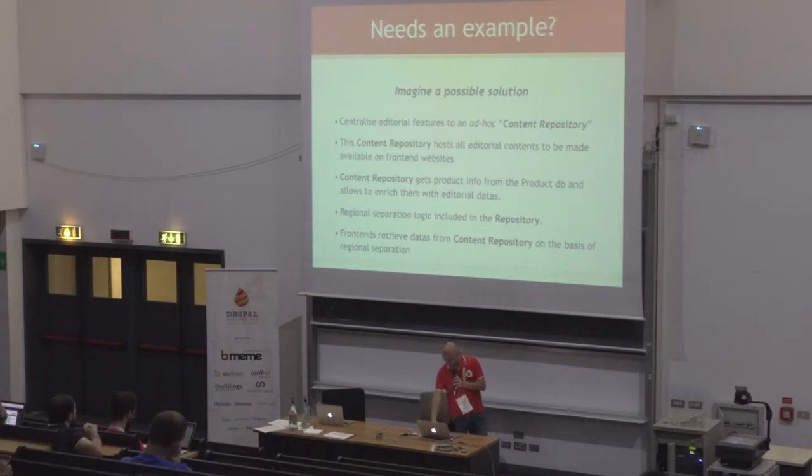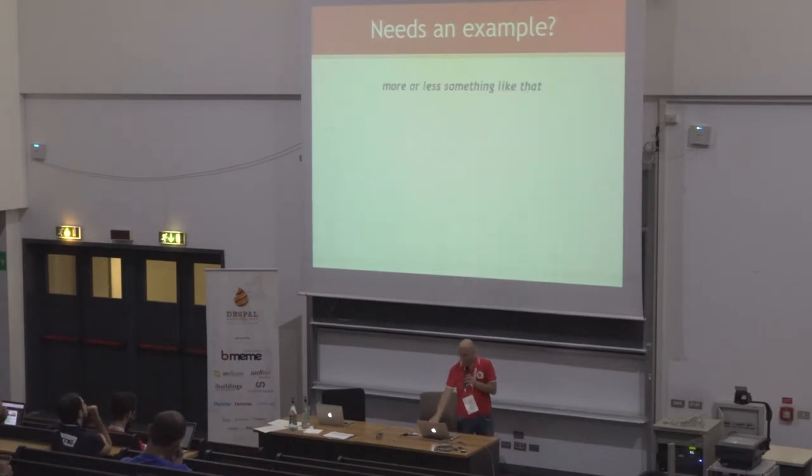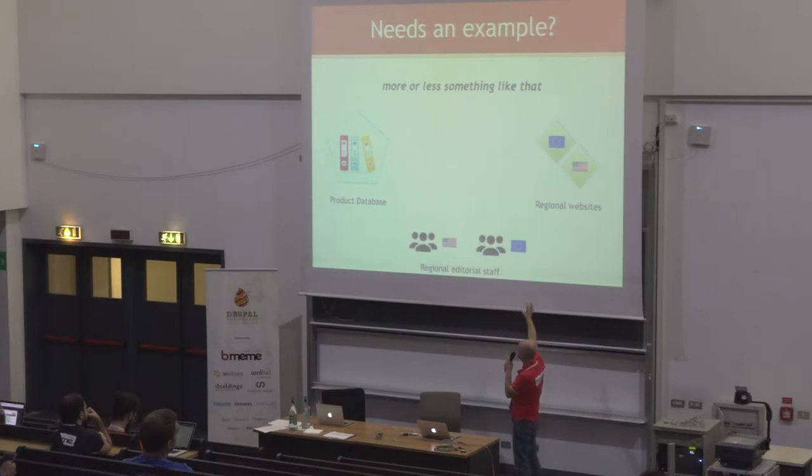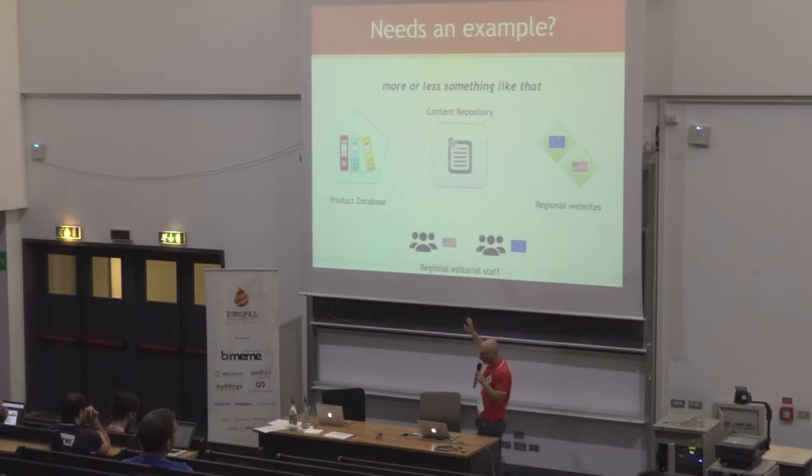Then the image we saw earlier changes more or less in this way. We have the same product DB. We have the same regional websites. We have the same regional editorial staff divided by country. But we put the content repository in the middle. The content repository becomes a hub between the product raw data of the company, the regional websites, and the editorial staff.